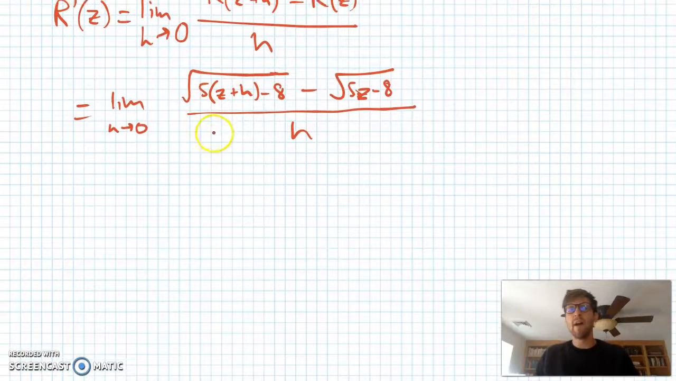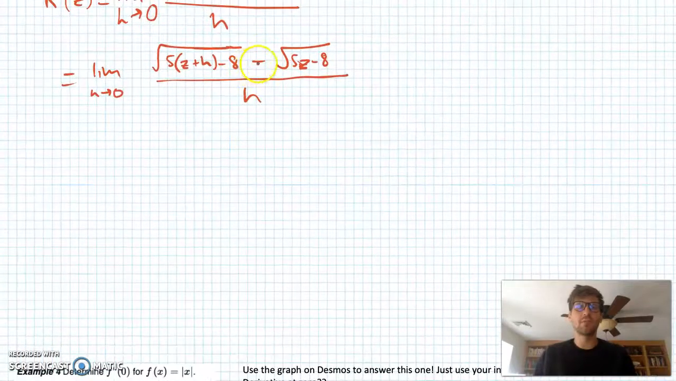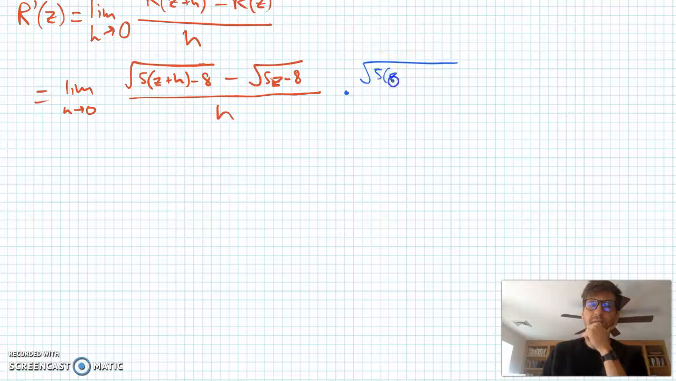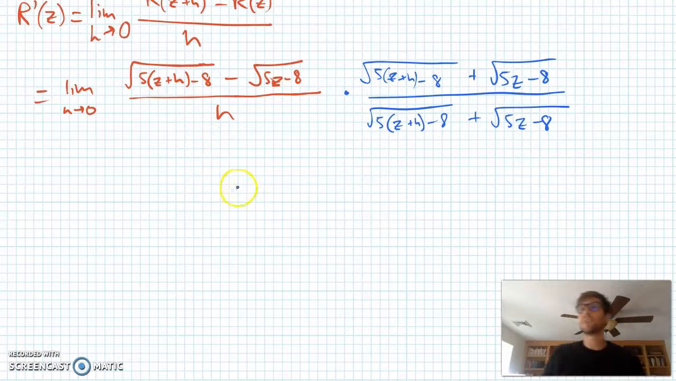But what I see here is that I'm not quite sure what to do because these are two different radicals. The one thing I could think to maybe do in this case is to multiply by the conjugate. So multiply by the square root of 5z plus h minus 8, plus the square root of 5z minus 8. And I have to do the same to the bottom so I don't change the value of the limit. Again, it's plus. The use of these conjugates often is helpful when we're trying to simplify ones with radicals in the process.